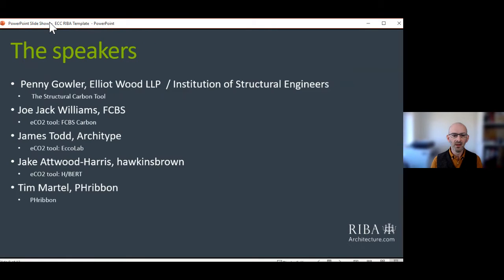The running order for this morning, we're going to hear from Penny Gowler from ElliotWood, talking about the structural carbon tool. We've got Jack Williams from FCBS talking about the FCBS carbon tool. We've got James Todd from Architype talking about the Ecolab tool. Jake Attwood-Harris from Hawkins Brown talking about Herbert or HBERT, and we've got Tim Martel talking about PHribbon.